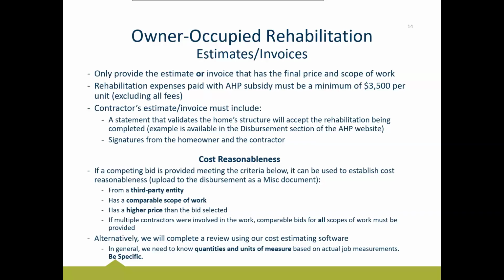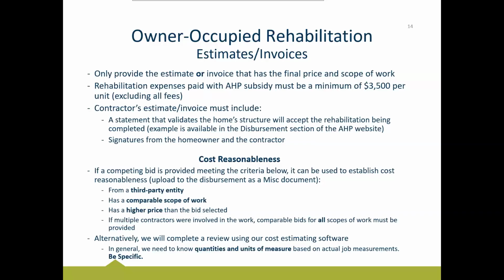So again, if there are multiple contractors involved in the work, so you're bringing in someone to do a roof replacement and someone to do a bathroom remodel, we need to have comparable bids for each. If we don't have it for all scopes of work, then we'll have to complete an internal review regardless, which is not a punitive measure by any stretch, just an alternative way for us to establish cost reasonableness. But if you want to use that alternative of providing a competing bid, we do need competing bids for all scopes related to the household.